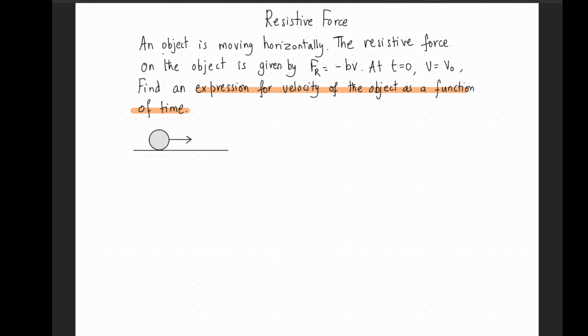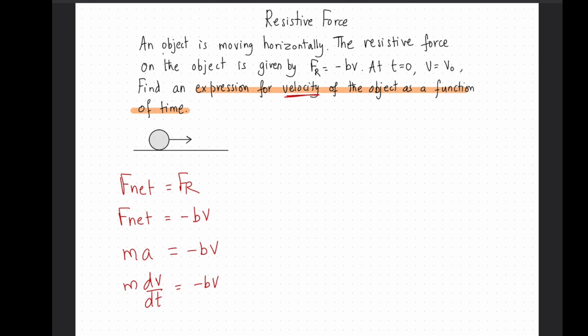So the first thing, the object is moving horizontally, and the only force acting on the object is the resistive force. So we can write F net is equal to Fr. In this case, Fr is given as negative bv, so we will write it as negative bv. Negative is showing us that it is a decelerating force. It's opposite to the motion of the object. Now, F net is mass times acceleration. We can replace that. Why are we replacing? Because we want to get velocity into the equation, and we know that acceleration can be written as dv over dt, so m dv over dt equal to negative bv.